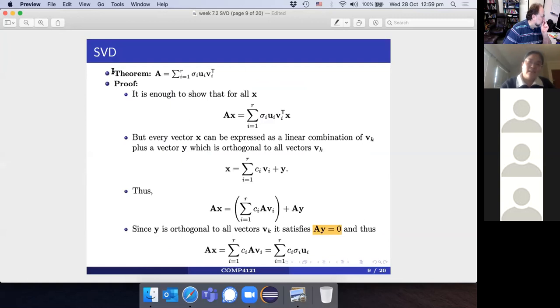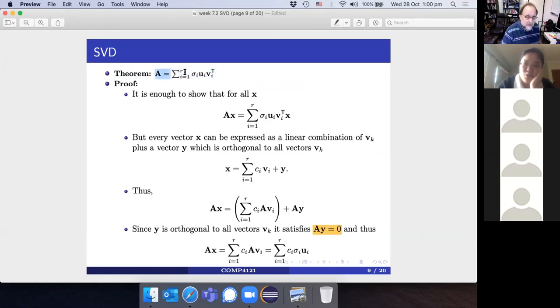We will have this theorem, and the original matrix A can be rewritten as the sum over i from 1 to r of sigma i times ui times vi transpose.